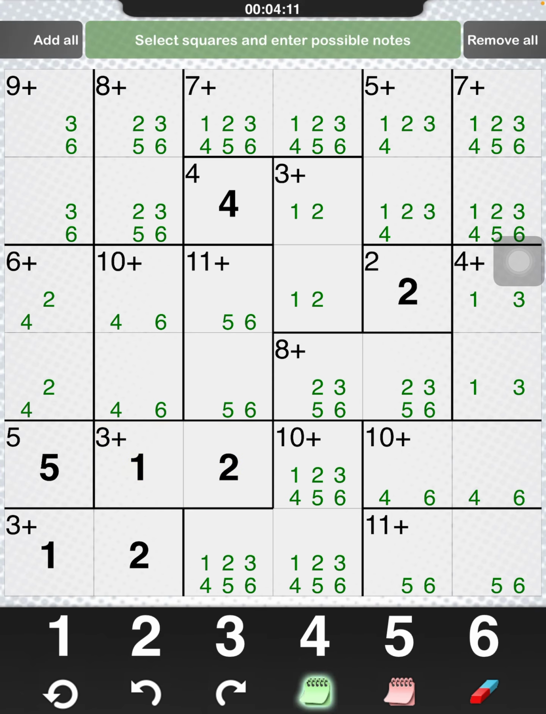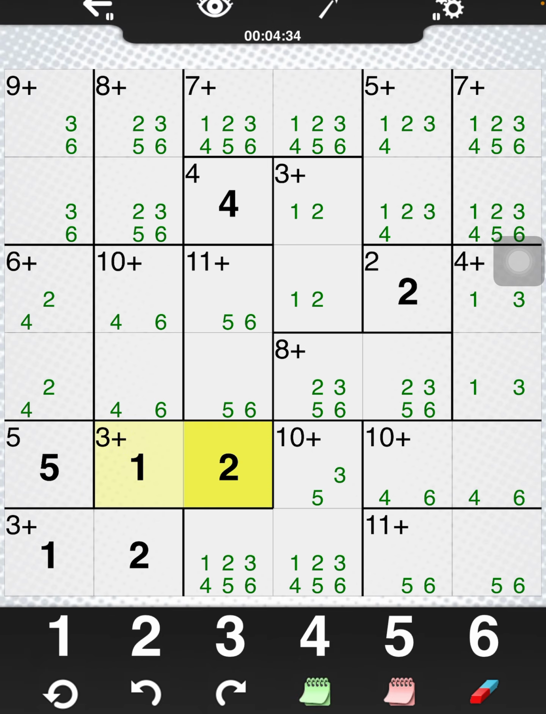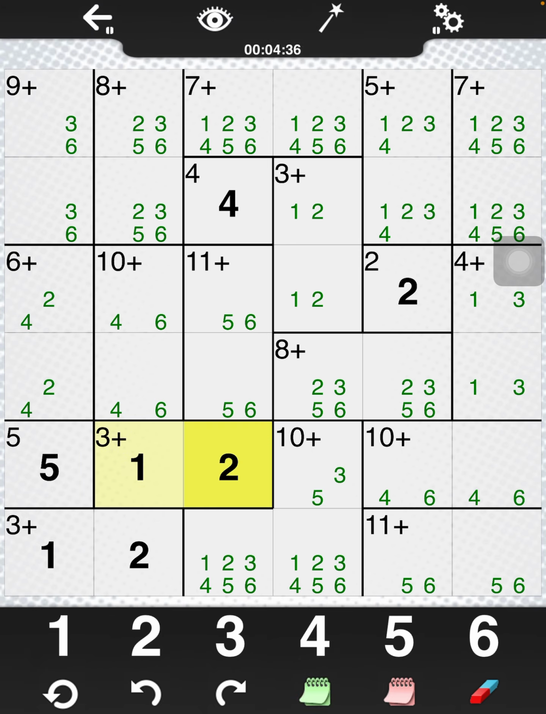Now I'm on my 5th row. Notice that I have 4 and 6 with the 10, and I have 4 and 6 here. I must eliminate 4 and 6 here and 1 and 2 here. My 5's already been used, so the only choice is 3.